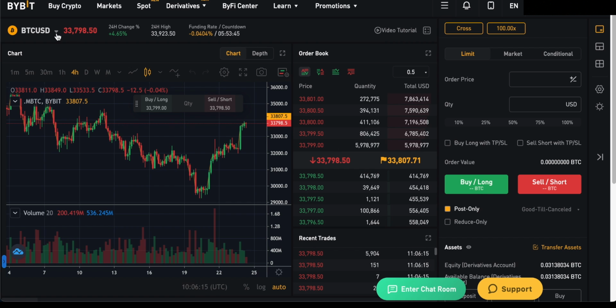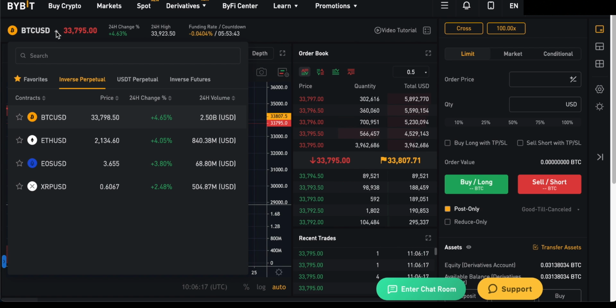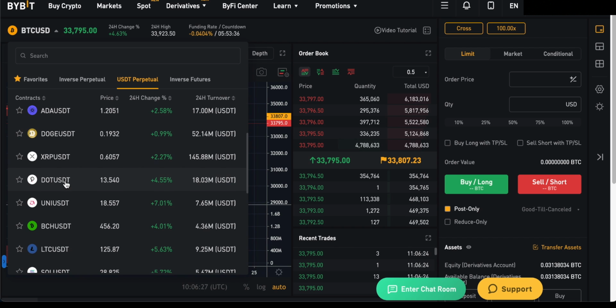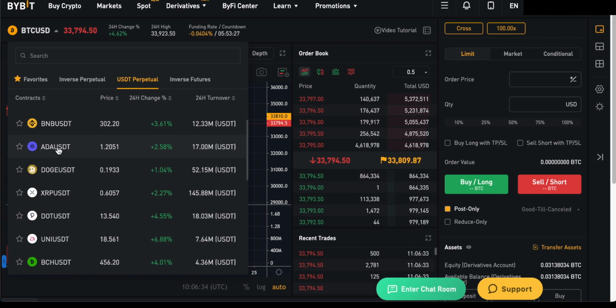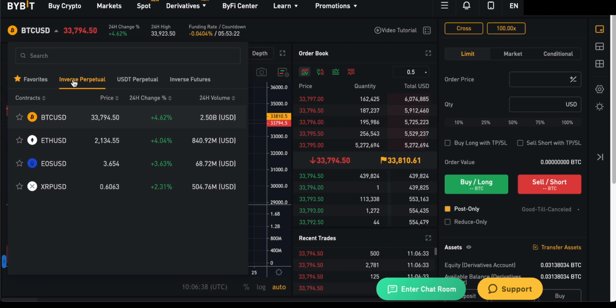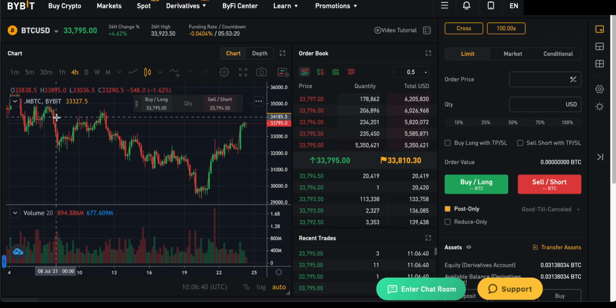On the top left-hand corner, we can come down and choose our market. So we're in inverse perpetual right now, and you can choose these 4 markets right here. USDT perpetuals, you can see you've actually got a few different markets. Bybit have added ADA trading, Doge trading as well, and a few others. We're just going to keep it simple with inverse perpetuals right here. Just choose the Bitcoin market.